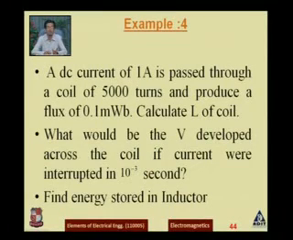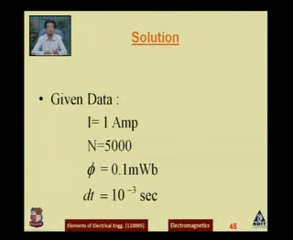inductance of an inductor. So which data are given? The data given are like this: I is equal to 1 ampere, N is equal to 5000 turns, phi is equal to flux, that is 0.1 milliweber, and dt, that is the rate of change of time, is equal to 10⁻³ second.